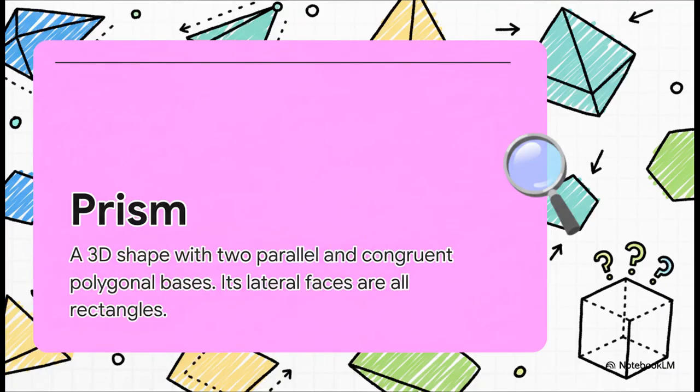So what actually makes a prism a prism? It's really simple. It just boils down to two key things. First, you've got to have two bases that are the exact same shape and are parallel to each other. And second, the sides connecting those bases, they have to be rectangles. And that's it. You get those two things right, you've got yourself a prism.